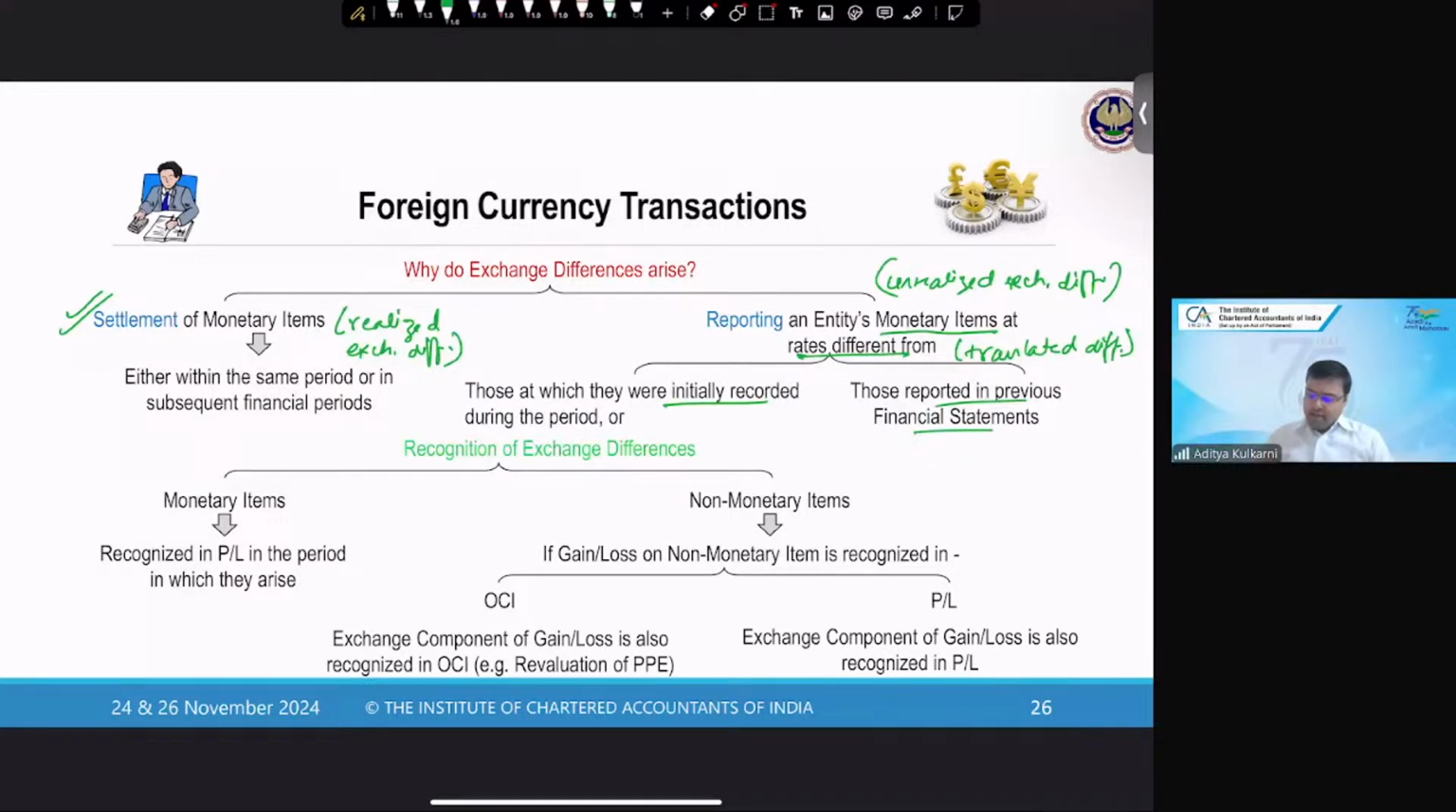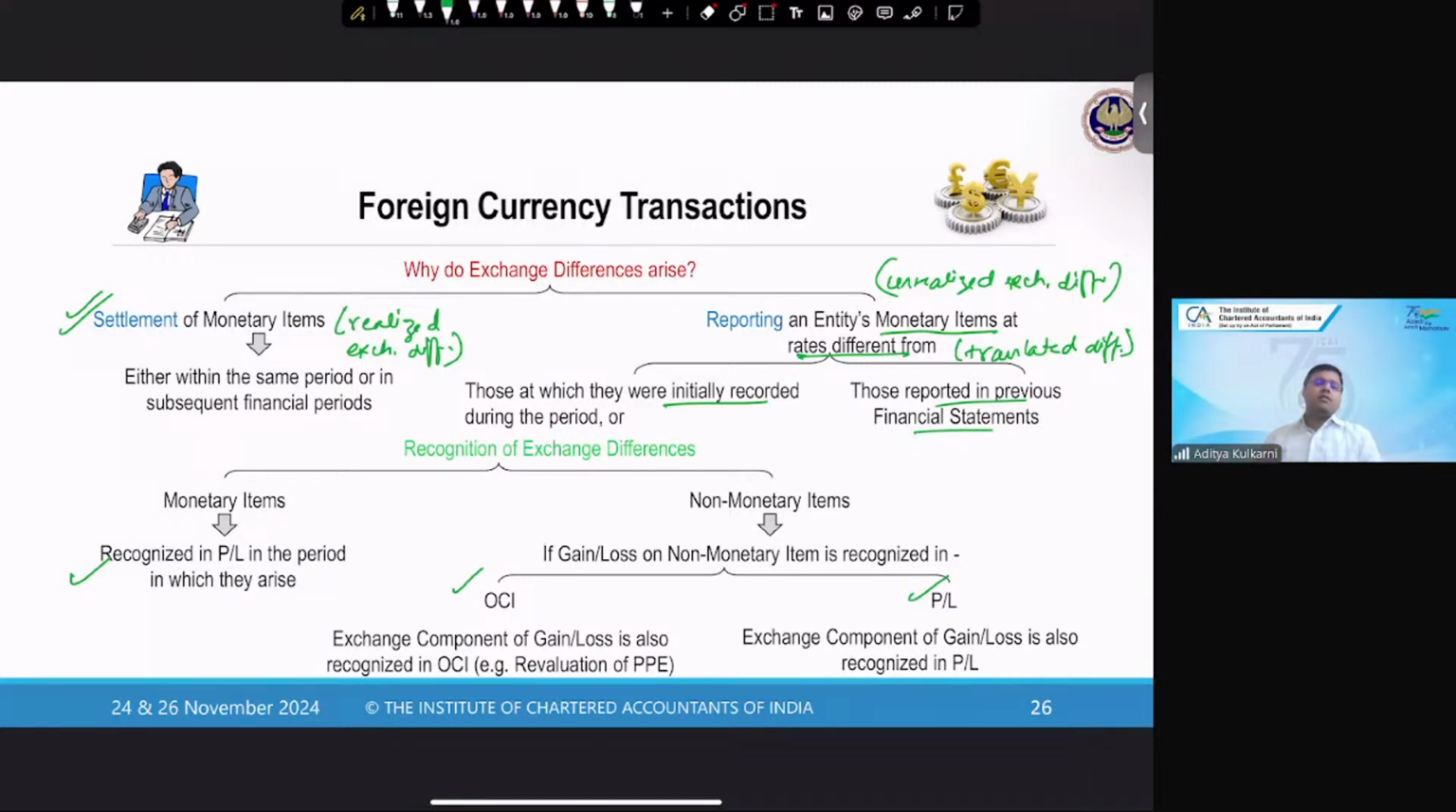Perfect. Okay. Recognition of exchange differences. Monetary items, you will recognize it in the P&L in the period in which they arise. Non-monetary items: if gain or loss on a non-monetary item is recognized in other comprehensive income, then the exchange component also goes and sits in other comprehensive income. If it is recognized in P&L, then the exchange component also goes and sits in P&L. Are we okay with this?